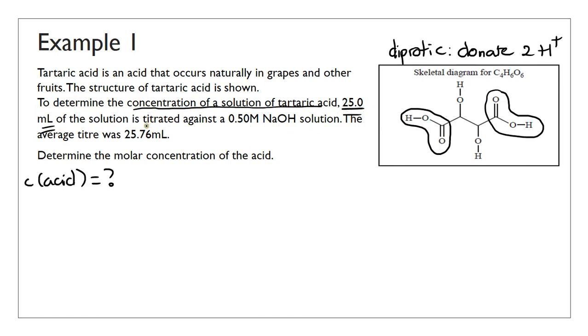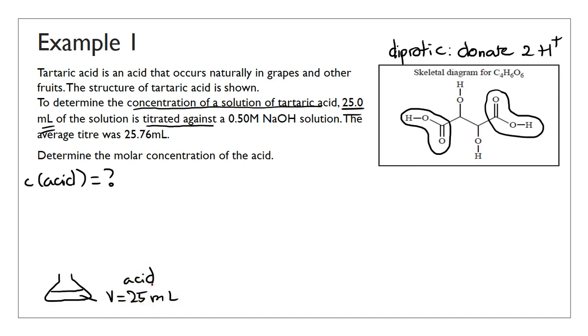So if they use this language, if they say titrated against, what it often means is that the conical flask is going to contain the acid. So the 25 ml is going to go in here. So that's the volume of the acid. So V is 25, and this is your acid.